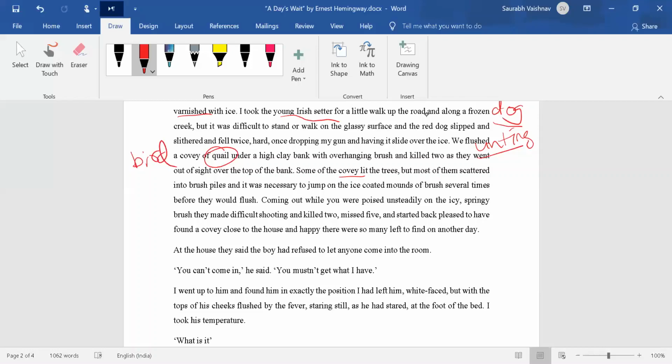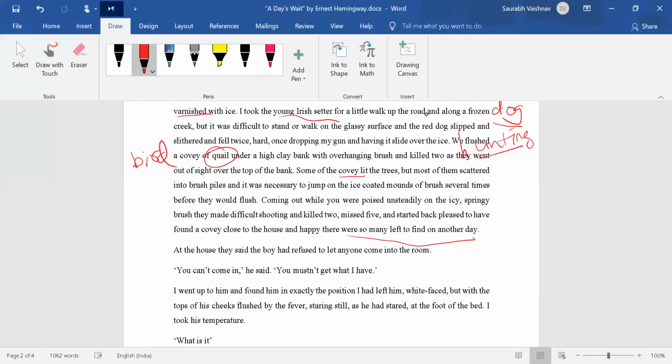Coming out while you were poised unsteadily on the ice, springy brush, they made difficult shooting and killed two, missed five, and started back pleased to have found a covey close to the house and happy there were so many left to find on another day. So the father, after killing two quails, missed five birds. And then he was happy to have killed two birds and also happy to have found a group of birds nearby to his house, so that whenever he felt like going hunting, he would be able to kill some birds.